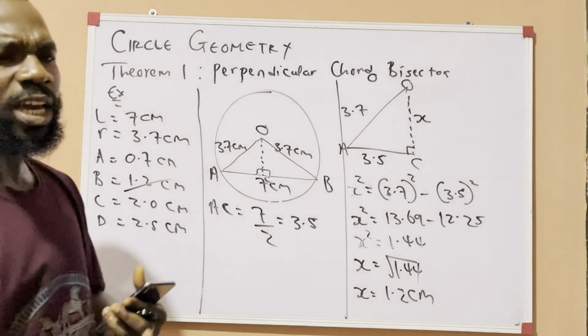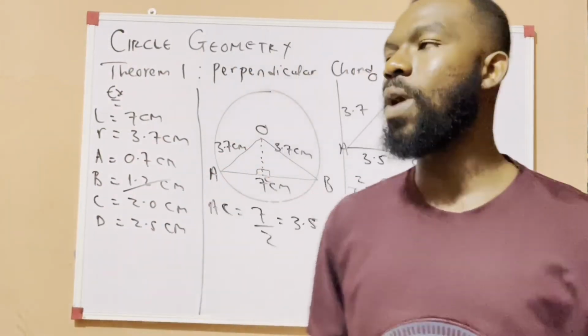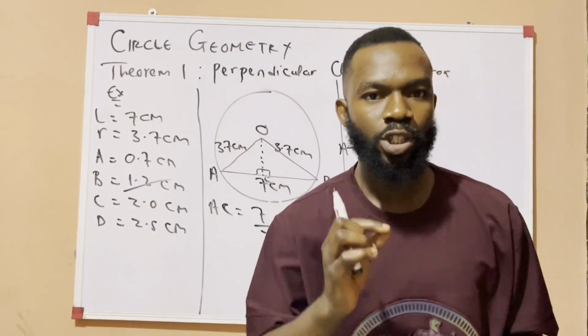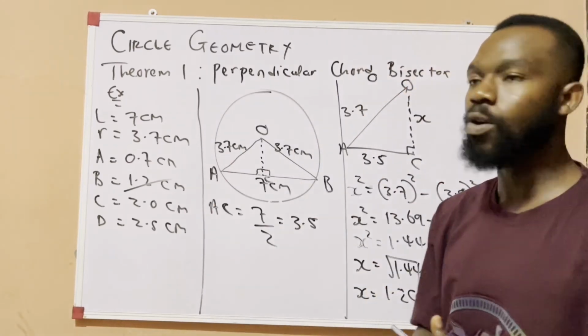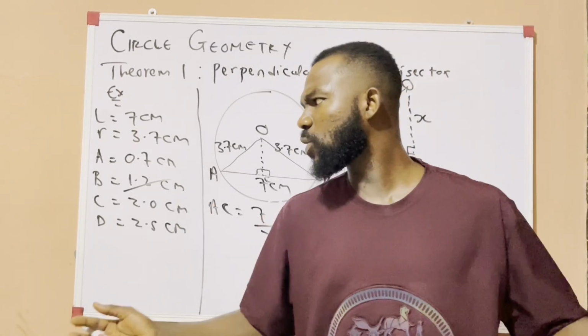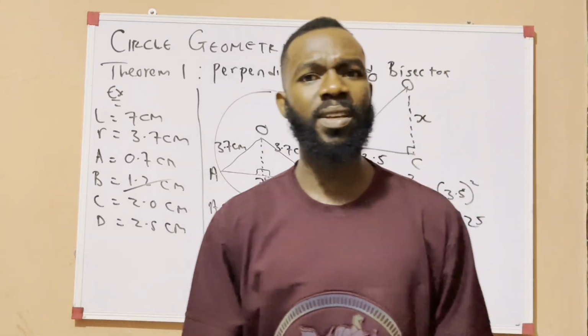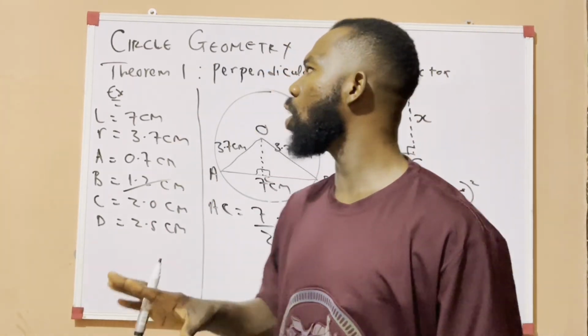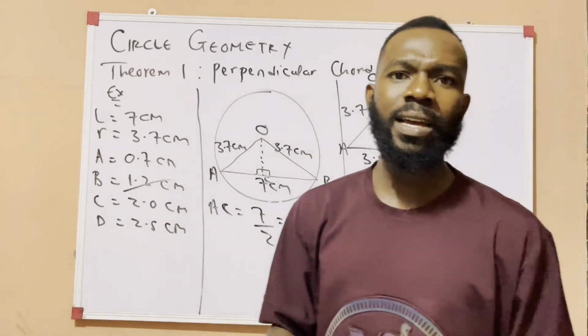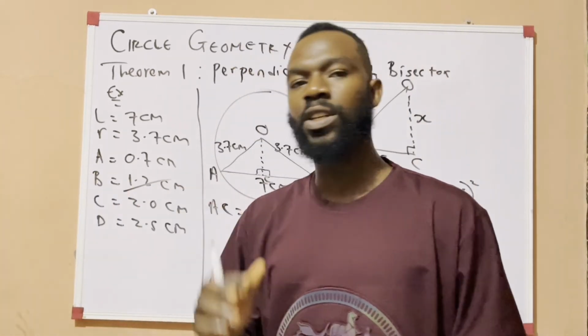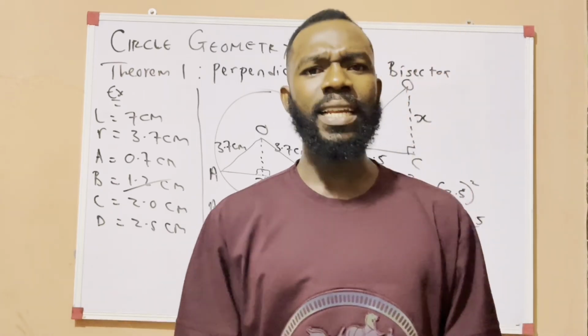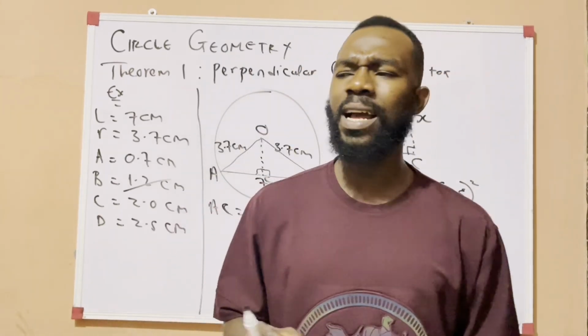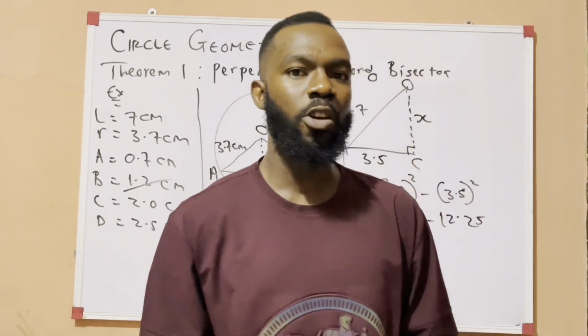So this is how you can solve problems under theorem 1 of circle geometry, which has to do with the perpendicular chord bisector. So class, with the help of this, we have come to the end of today's class, and I hope you have learned something new. So please keep on working with this formula. Try to solve other problems involving this theorem. And in our next video, we shall be looking at circle geometry theorem 2.